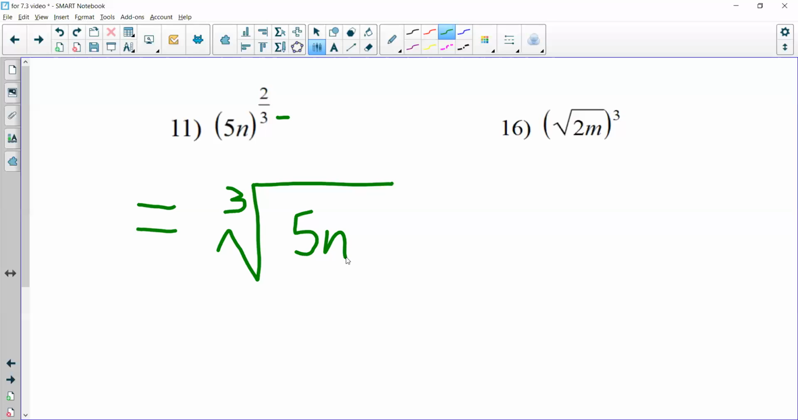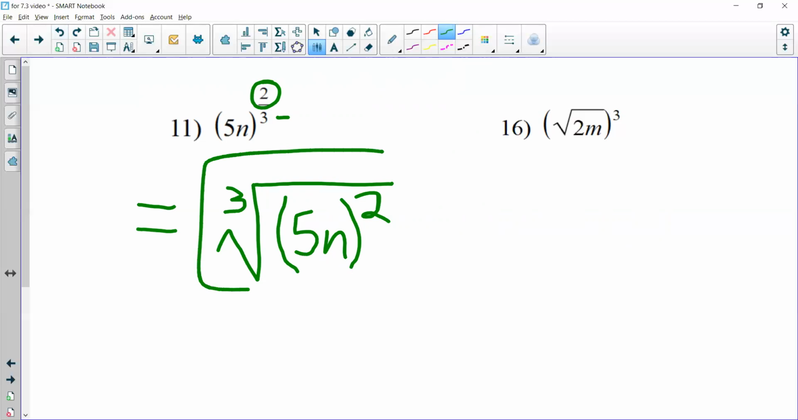Now here's something very important to remember. This numerator is going to end up being the exponent of the base. However, the base is everything in the parentheses. Therefore, I must also have parentheses under the radical roof. So that's my answer for number 11.